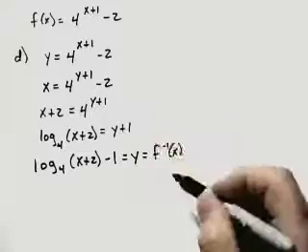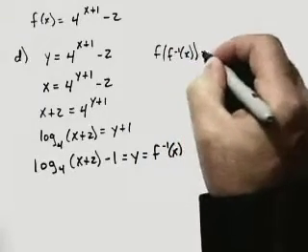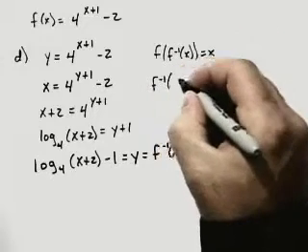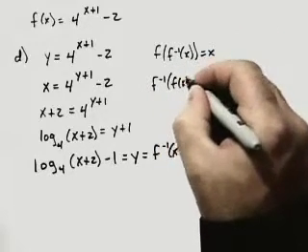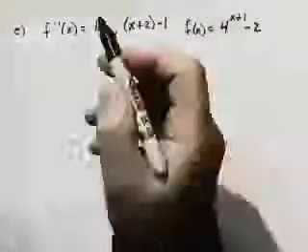Now we should verify that f of f inverse of x is equal to x, as well as f inverse of f of x is equal to x. But we'll leave that check to you. In part C of this problem, we use the graph of the function to determine the range of the function. In part E, we're going to use the inverse function to determine the range as well.